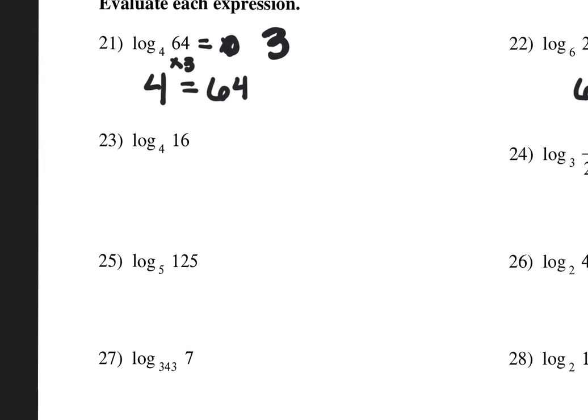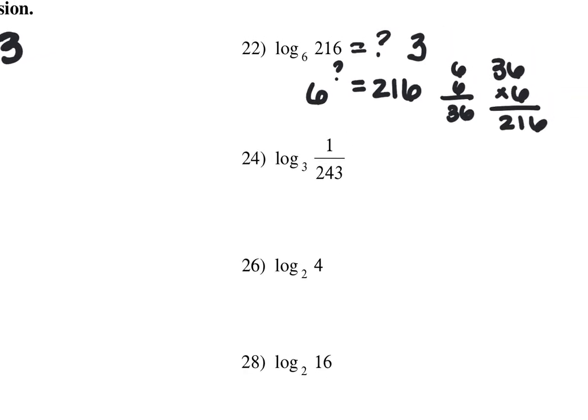Okay, same thing. So I'm thinking 4, switch, exponent is equal to 16. And so I know for sure 4 squared is equal to 16. So I know my answer is 2. Let's go to the next one. We grow it, we switch it. So now we're looking for this exponent.